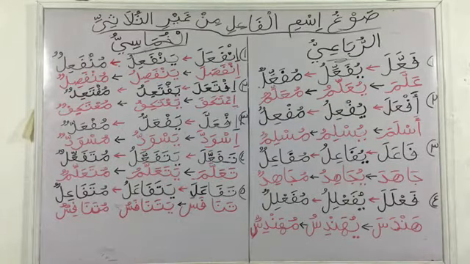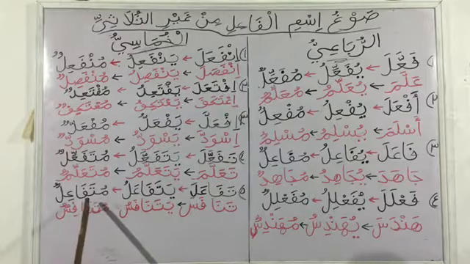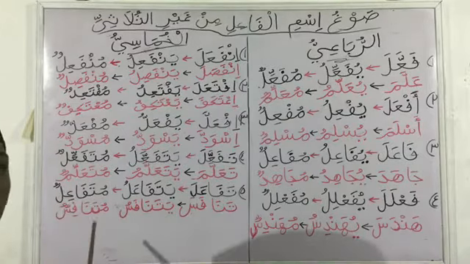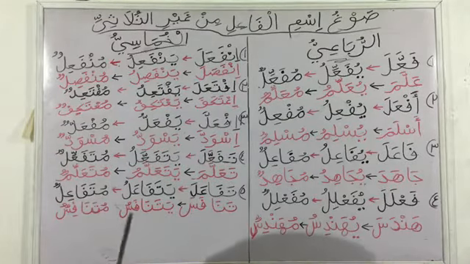The final waznu is not written here, but you can see it in your notes. We have what? Tafa'lala. When it turns to mudari, it becomes what? Yatafa'lalu. When we turn it to Ismul Fa'il, we remove the harful mudari' and replace it with a mim dhamma. And the second to the last letter is always going to take kasra. So we have what? Mutafa'lilu.